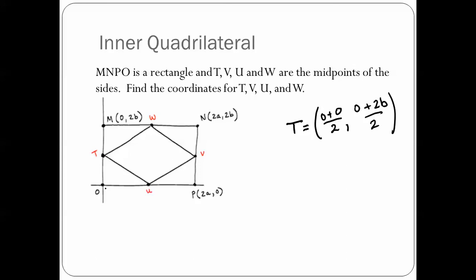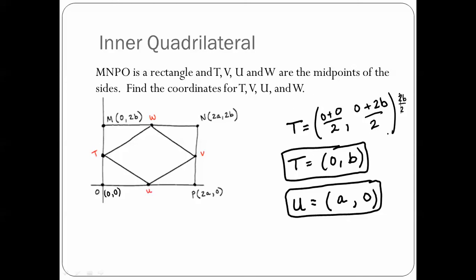So if the coordinates for the origin are 0, 0, then I just plug those into the midpoint formula and I get T is equal to 0, comma b. When you take 0 plus 2b, you just get 2b divided by 2, and those cross out and you just get b, so 0, comma b.